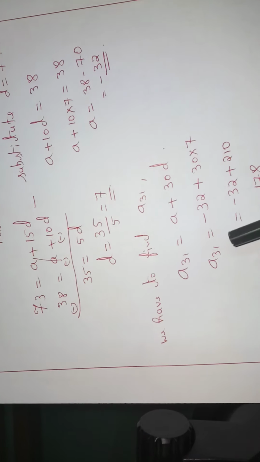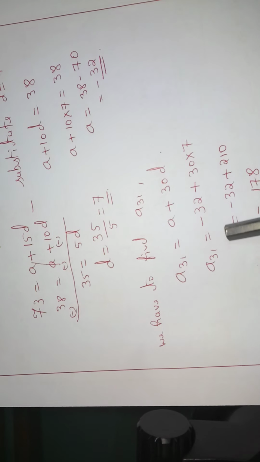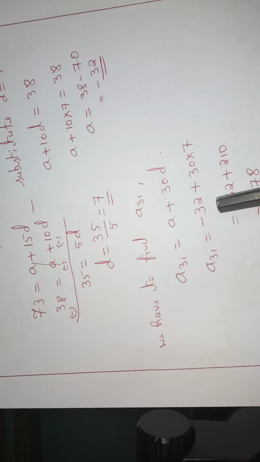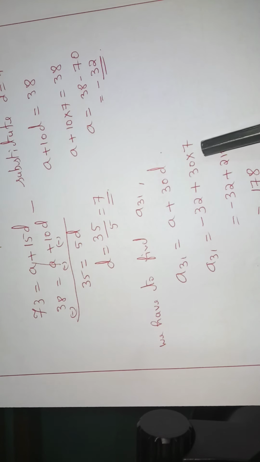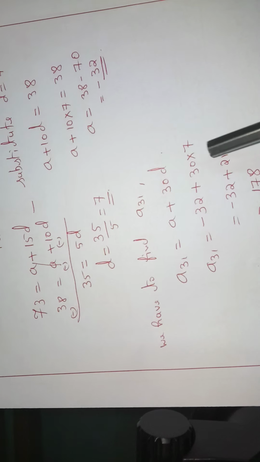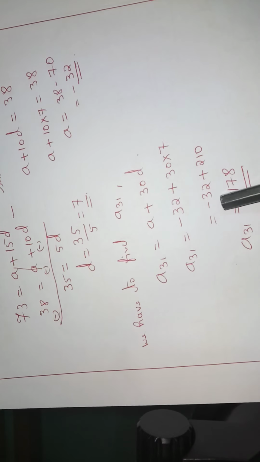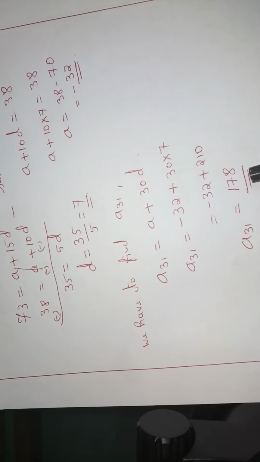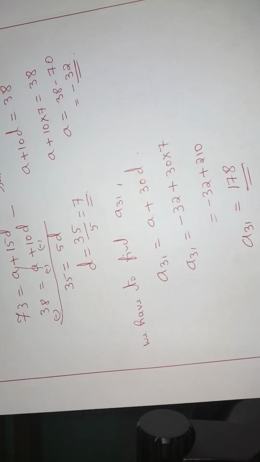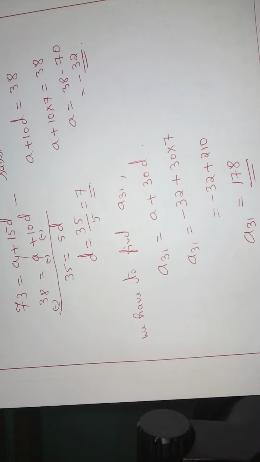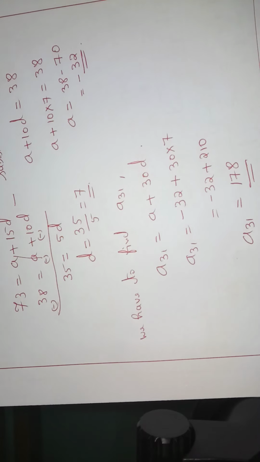Completed? Next. A31 is equal to, in place of A minus 32, in place of D, 30 into 7. Minus 32 plus 210, it is 178. This much is sufficient for today.